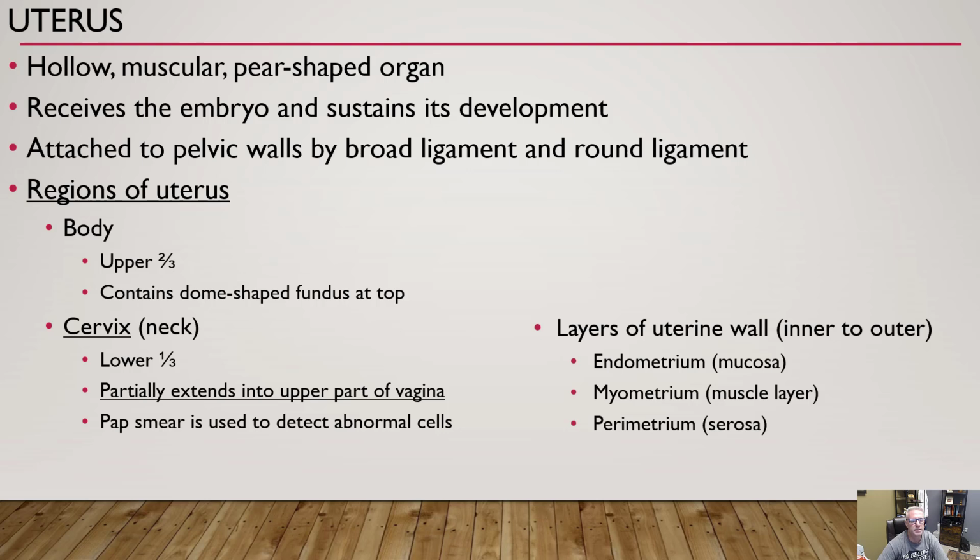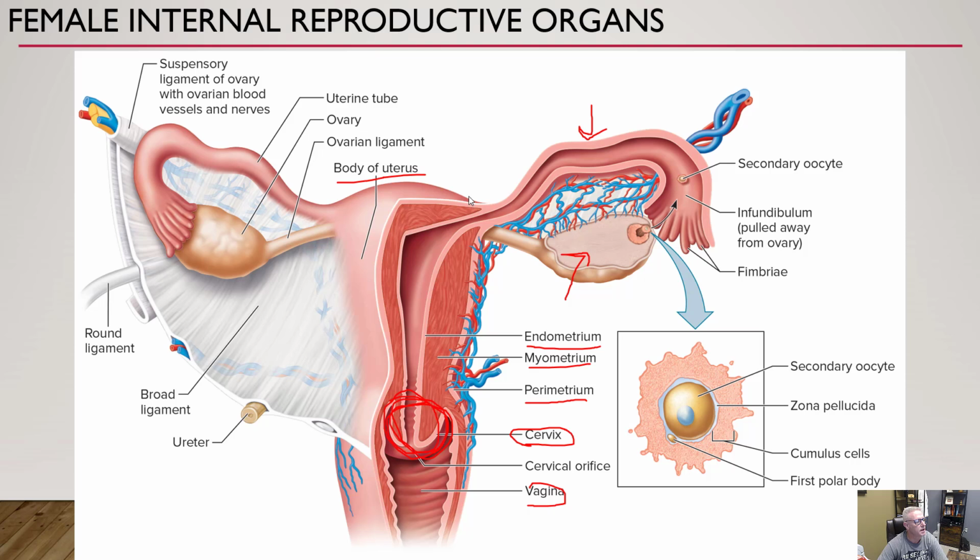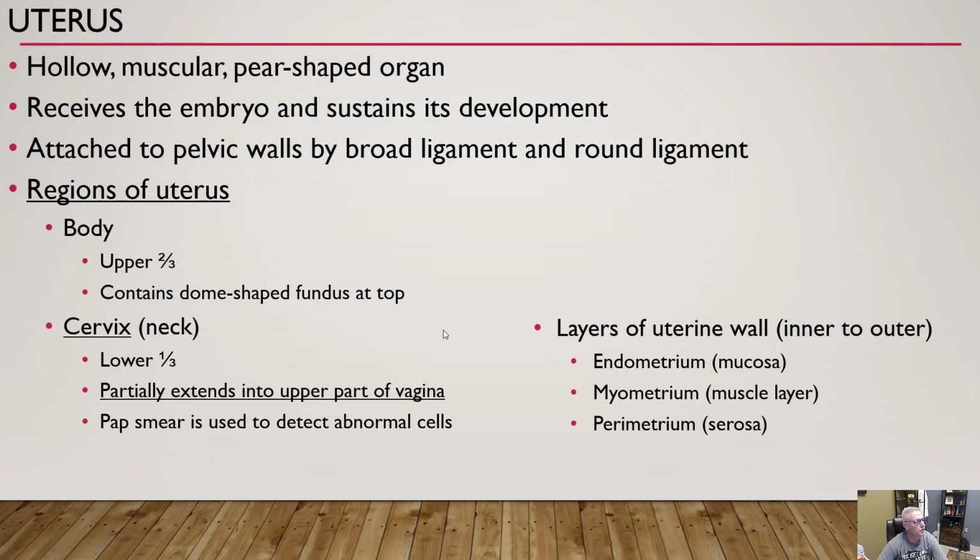We can see that there's different parts of the uterus. There's the body of the uterus, the cervix as well. The body of the uterus is the upper 2/3 of the uterus. So the body is that upper 2/3. And the neck, the cervix, is that lower 1/3.